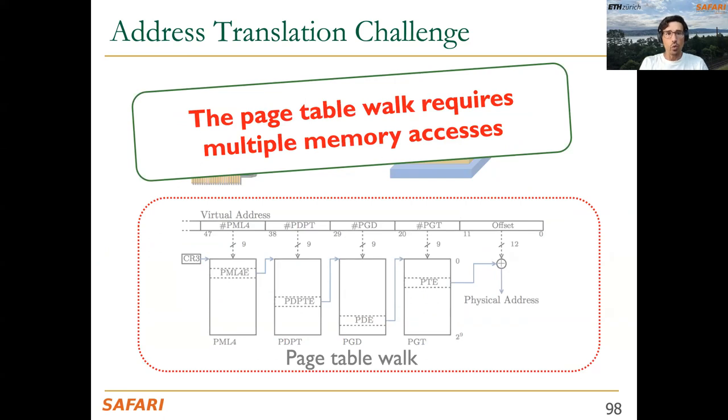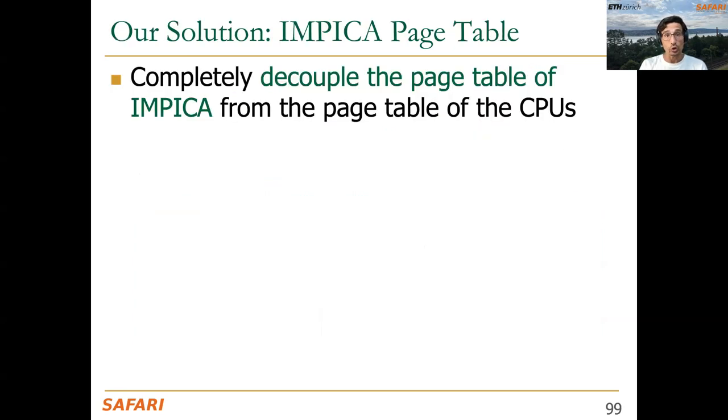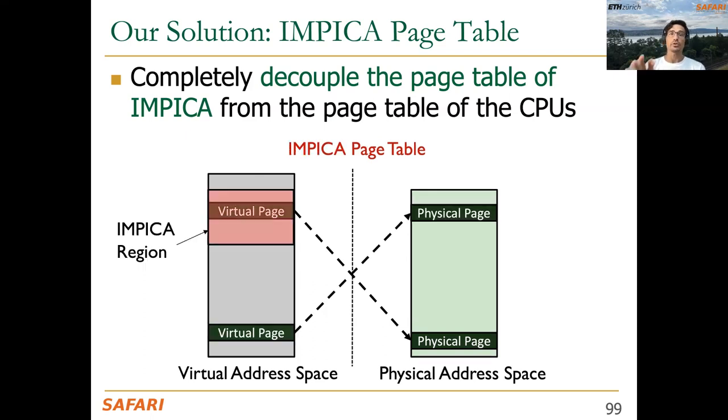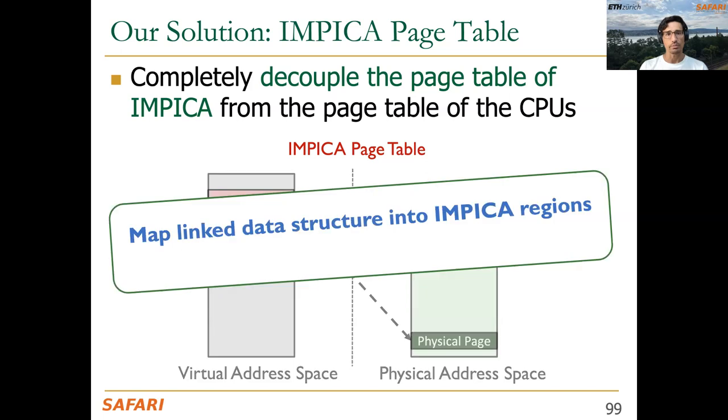So we want to somehow reduce the overhead of this virtual memory address translation and these page table walks that we have seen before. And the solution is the Impica page table. Here, the idea is to decouple the page table of Impica completely from the page table of the CPU. The CPU table relates the virtual pages in the virtual address space and the physical pages in the physical address space, while the Impica page table is only a small region of this virtual address space, but in principle it can be connected to any space in the physical address space.